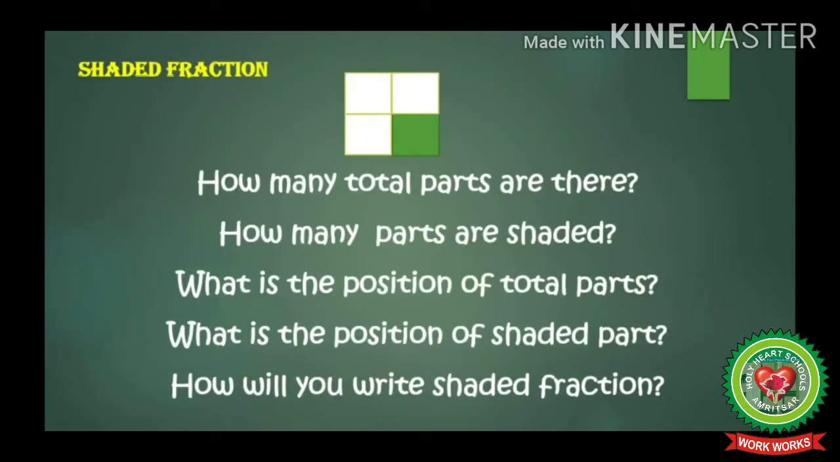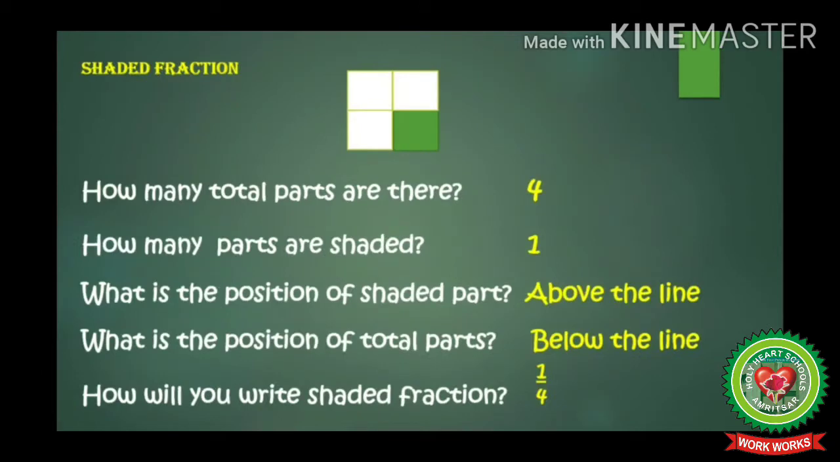Now shaded fraction. Children, you can see the figure which has 4 boxes, but one of them is shaded green. Now what do we have to see in shaded fraction? How many total parts are there? How many parts are shaded? What is the position of total parts? What is the position of shaded part? And how will you write the shaded fraction? If we observe these questions, we will be able to write the shaded fraction.